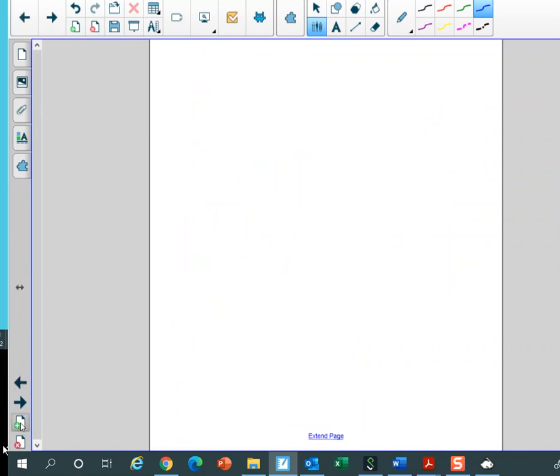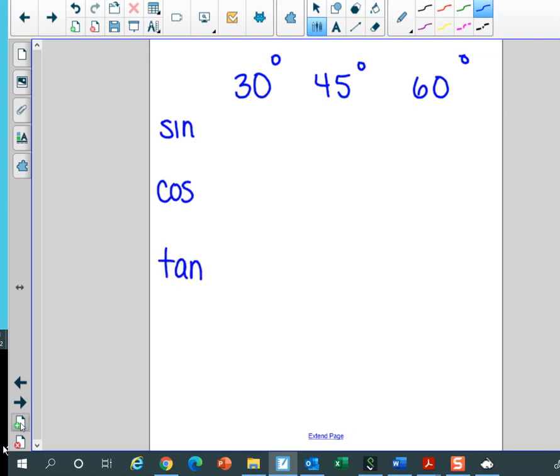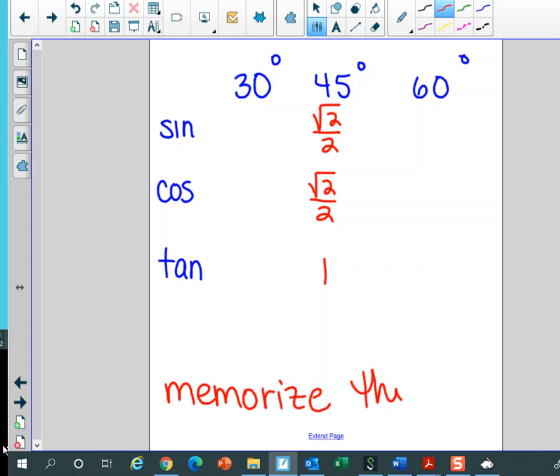And I'm actually going to be making us a chart. Okay. So 30 degrees, 45 degrees, 60 degrees, sine, cosine, tangent. This is what I know so far. For the 45-degree family and 45 degrees, the sine is root 2 over 2, the cosine is root 2 over 2, the tangent is 1. We're going to come back to this page, and our goal is going to be to memorize this chart. So that's where the 45s come from.